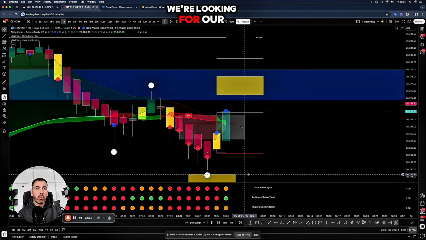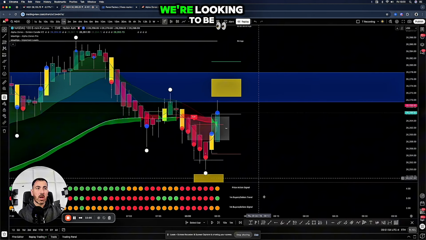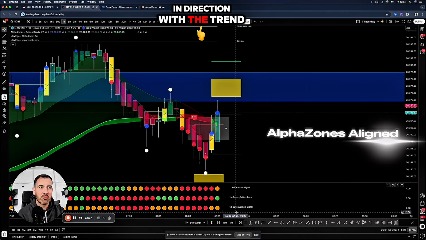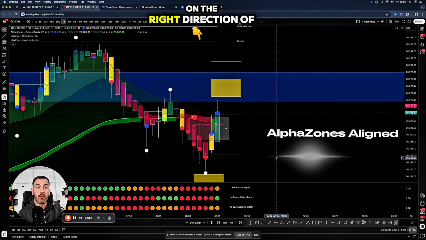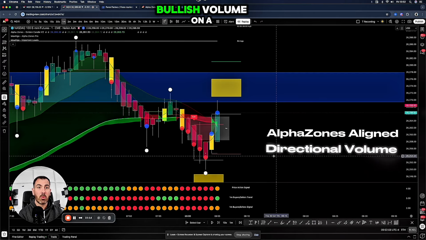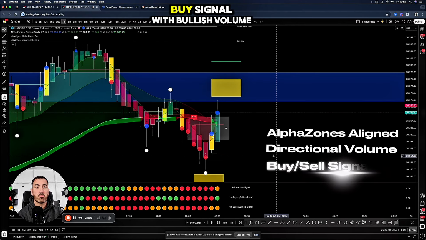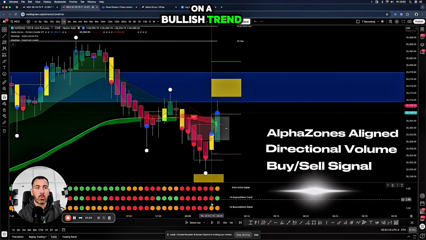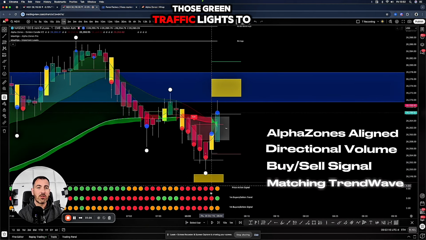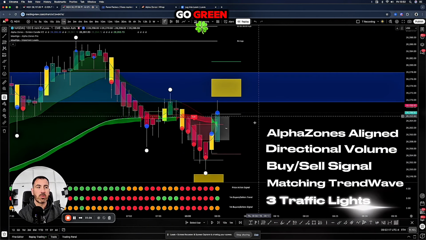So what are we looking for? We're looking for our alpha zones to be in line. We're looking to be in direction with the trend. We're looking for volume in the right direction, on the right direction of the candle. So we're looking for bullish volume on a bullish candle. We're looking for the signal in the right direction. We're looking for a buy signal with bullish volume. And we're looking for, on a bullish trade, all those green traffic lights to go green.